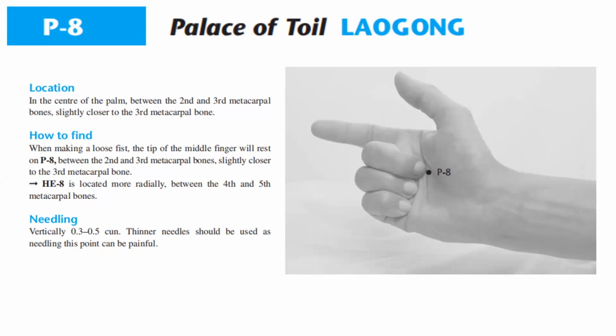Heart 8 is located more ulnarly between the fourth and fifth metacarpal bones. Needling: vertically 0.3 to 0.5 cun. Thinner needles should be used as needling this point can be painful.